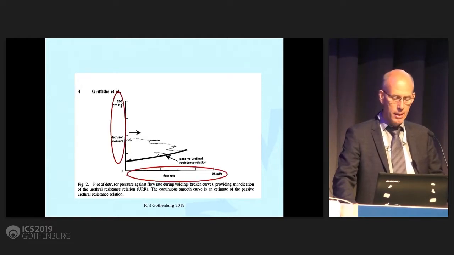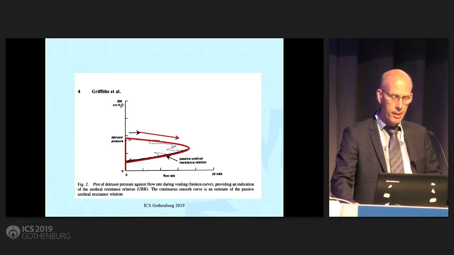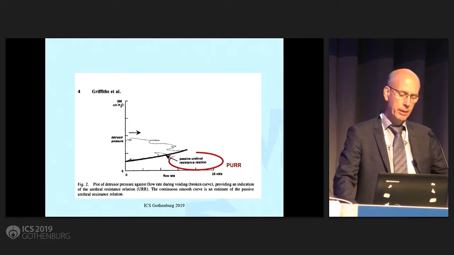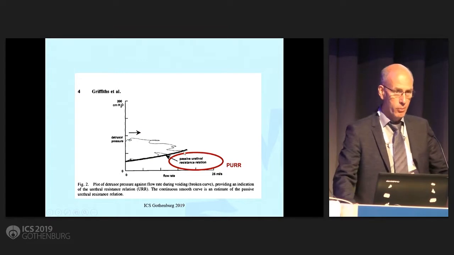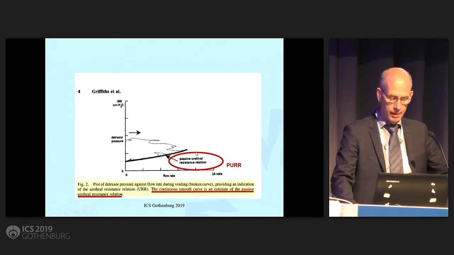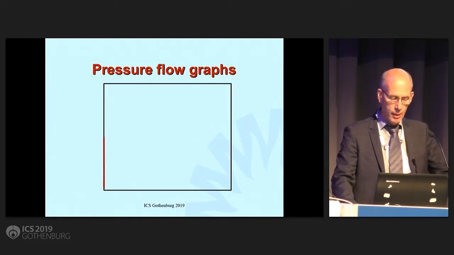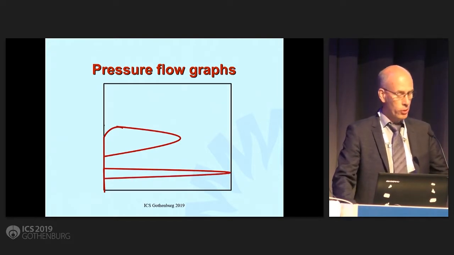Here's pressure, here's flow, and pressure goes up in the beginning of the voiding, then flow starts, and this is the pressure flow loop that you expect in voiding. And the lower pressure part of the loop is the passive urethral resistance relation. So keep that in mind. Then you can have differences in pressure flow graphs. So here's the intermediate, and here's the low pressure one, no bladder outlet obstruction, and here's the high pressure one.